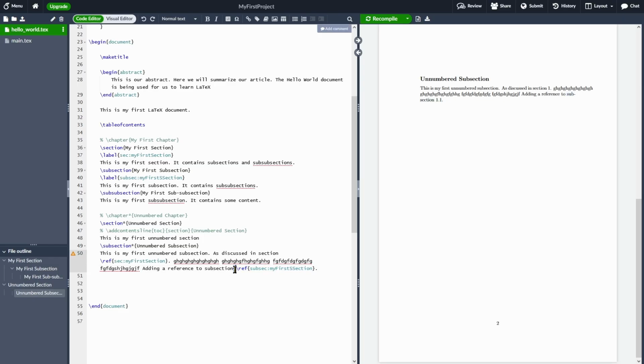So tilde is used to implement non-breaking spaces. When you combine some phrases with tilde, it ensures when line breaks are applied, it is not applied at the tilde points.